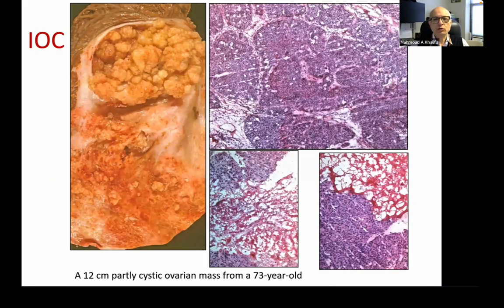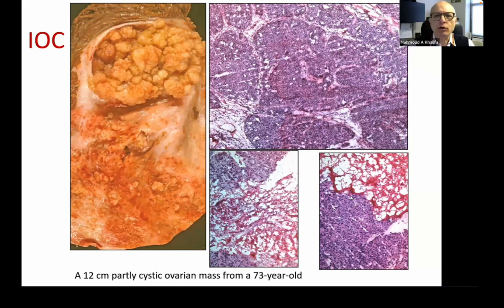So let us start with this example. I was presented with this tumor here. It's a 12 centimeter, partly cystic, partly solid mass from a 73-year-old patient. Look at this tumor on the left. You have papillary excrescence. You have friable tissue here. And here is the frozen section, terrible frozen section. Histology is not supposed to be perfect in frozen section. What is it that you see here? I see sheets of cells. I see maybe necrosis.